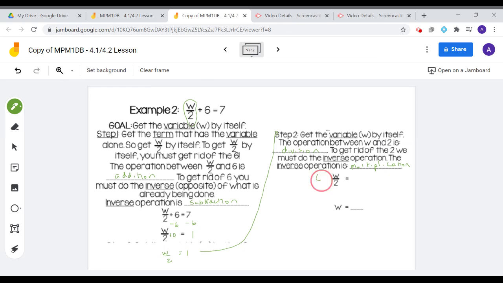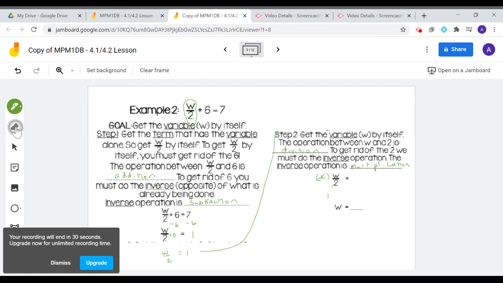So if I multiply this side by 2, this 2 and this 2 will cancel out and leave me with just w. But remember on this side of my equation I had a 1. If I take 1 and multiply by 2, 1 times 2 gives me 2. So that means that w equals 2.